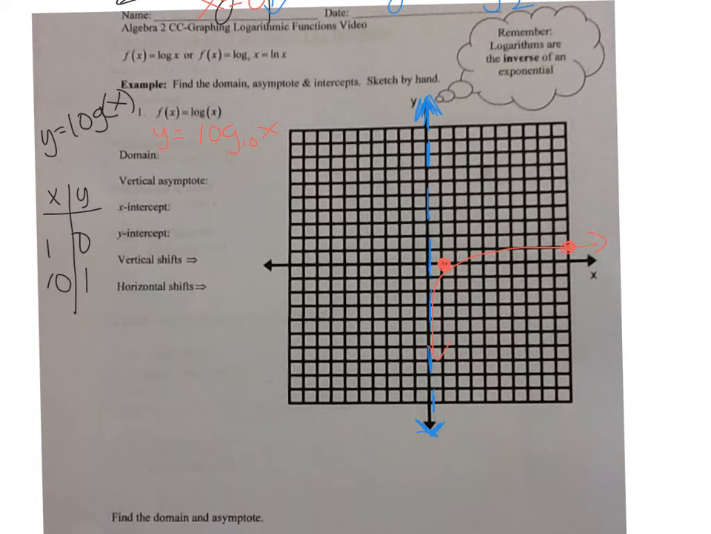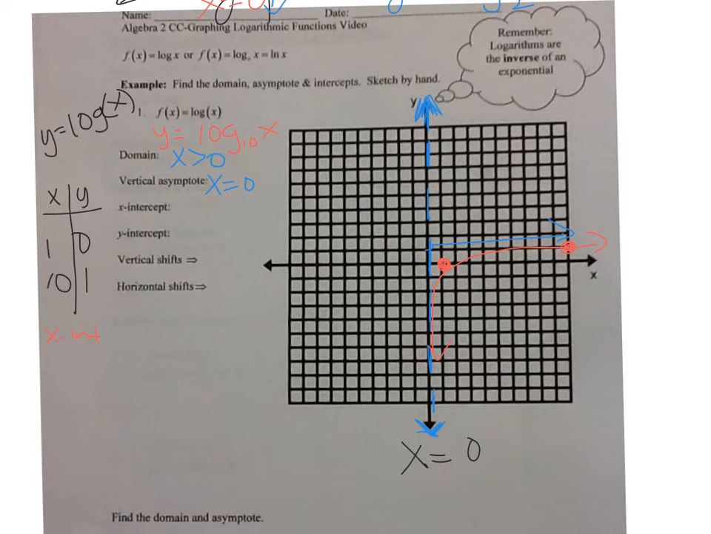Now I want to know, what is my domain? Actually, let's do the asymptote first. My asymptote here is x is equal to 0. So let's write that down, x is equal to 0. So my domain, my x values, are everything to the right of my asymptote. So my domain is x is greater than 0. Your domain is always your asymptote, but greater than that. All right, your x-intercept. I'm going to do this on the bottom over here.